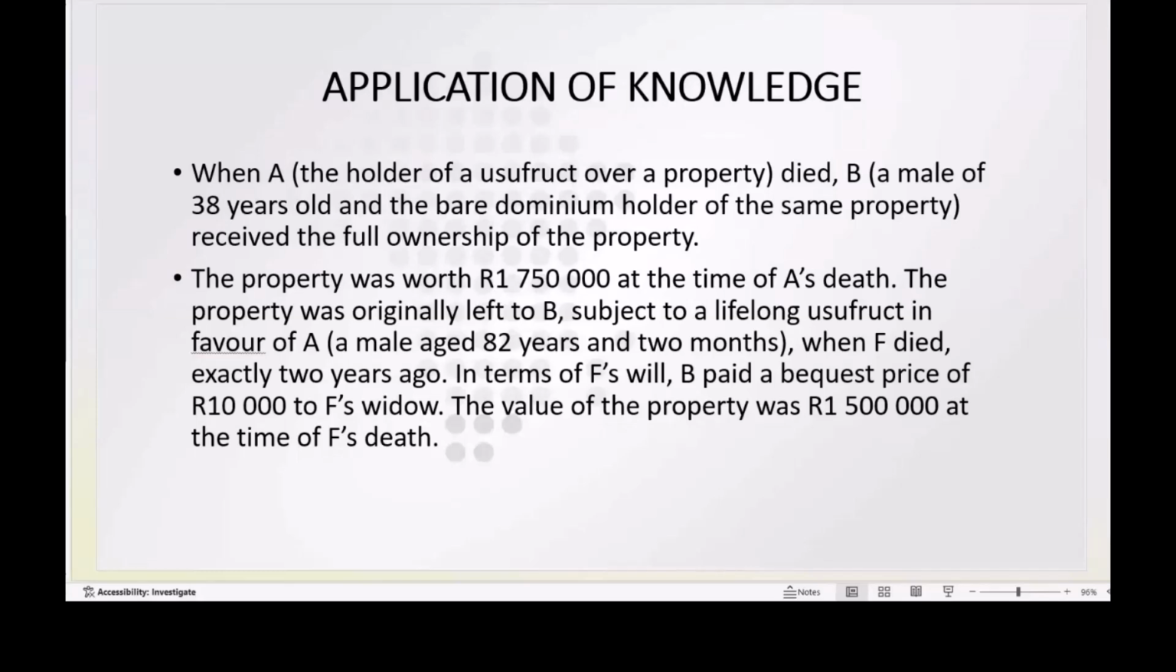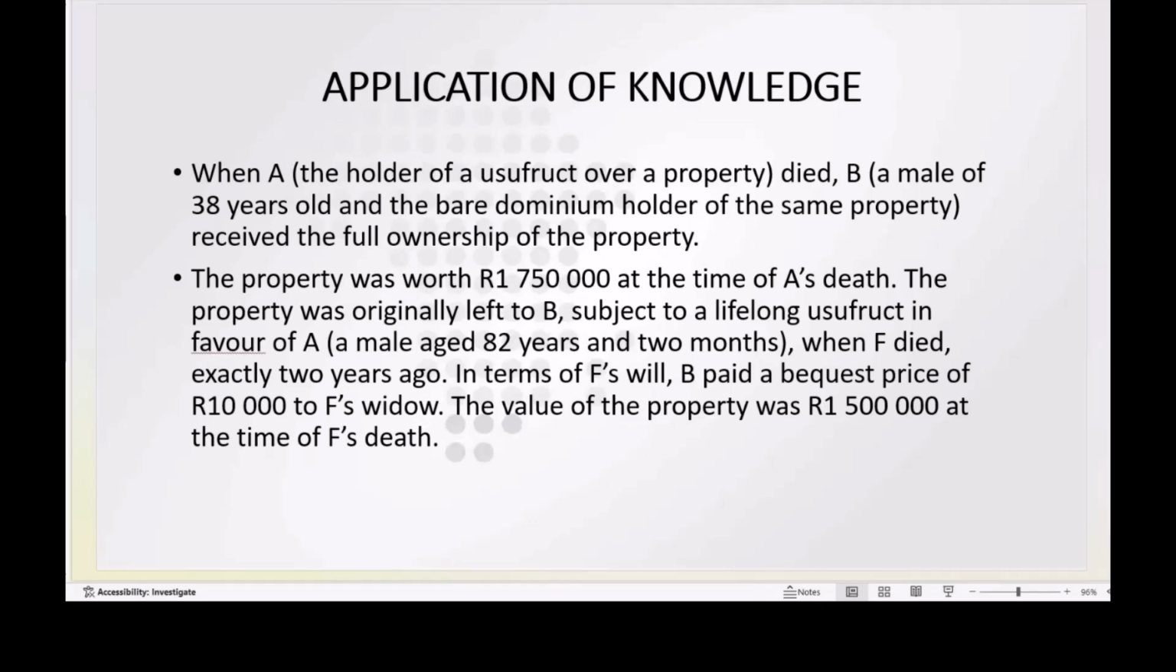The second proviso will be applicable here because when A, the holder of the usufruct, passed away, B received the full ownership of the property. They tell us that the property was worth 1,750,000 rand at the time of A's death. The property was originally left to B, subject to a lifelong usufruct in favor of a male aged 82 years and 2 months when F died. This is when the usufruct and the bare dominium were created, and this happened 2 years ago.